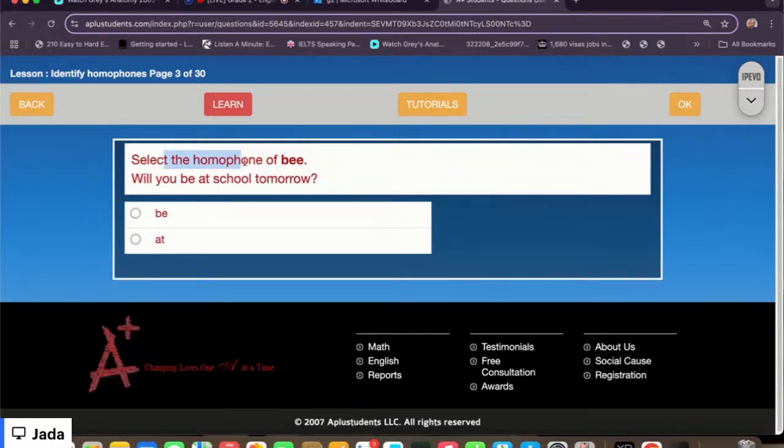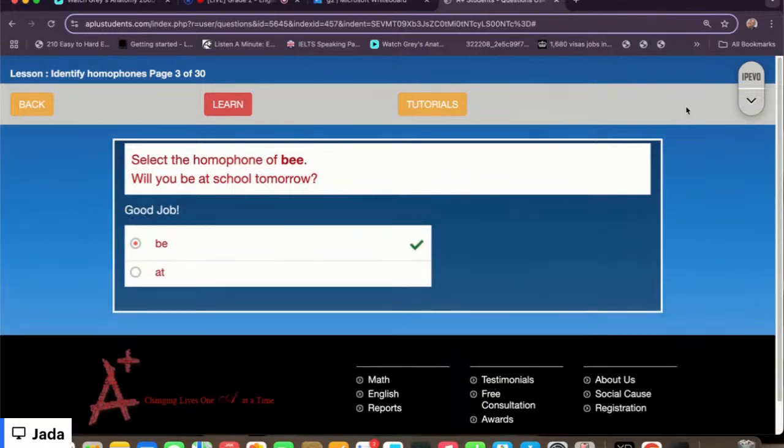So select the homophone of be. Will you be at school tomorrow? Which one is the right one? Be or at? So we have be. So be. Okay.